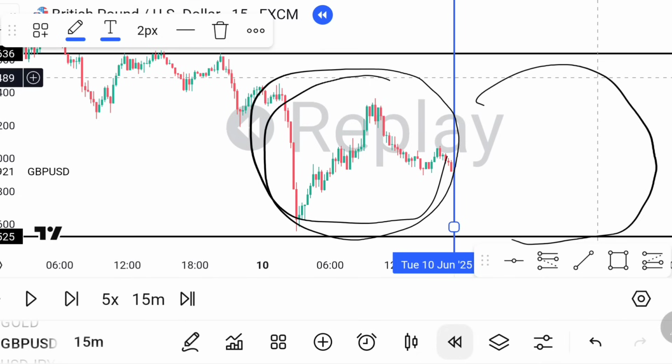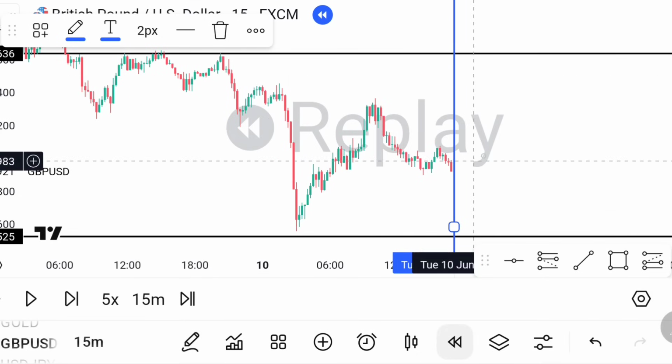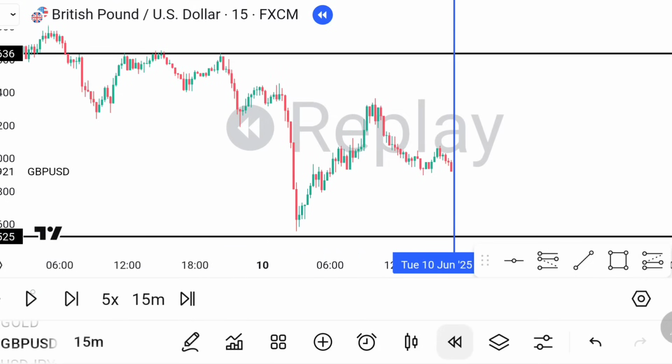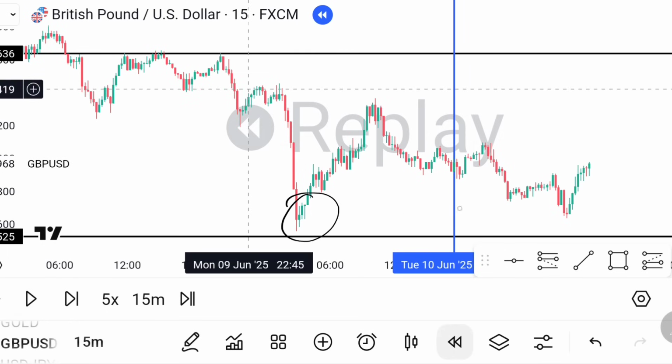We want to see how we could get an entry on the current day. So we will now play the bar replay in order to see how we could have gotten into that trade. The market is coming down to make something like a double bottom. Now you can see the market has made a double bottom here, and there's a break of structure to the upside as well.